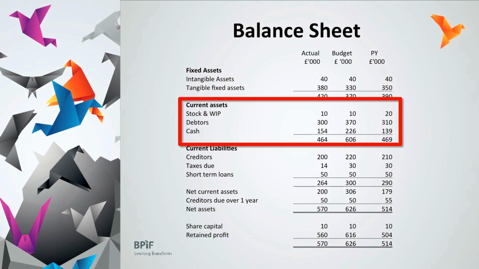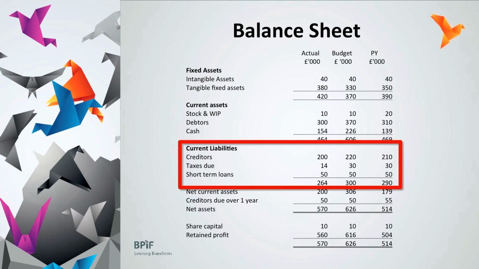Current assets. These are quite often also referred to as liquid assets, and in the very broad sense they will comprise 3 items: stock of raw materials and work in progress. It will then also include debtors, and then finally a cash balance.